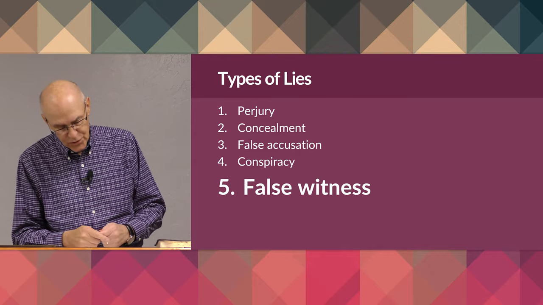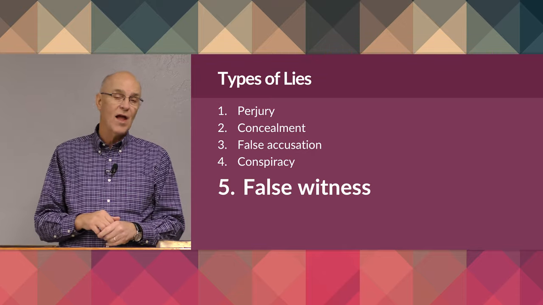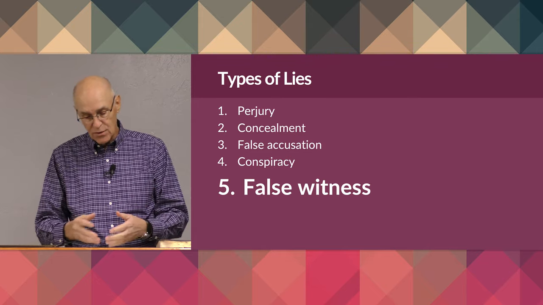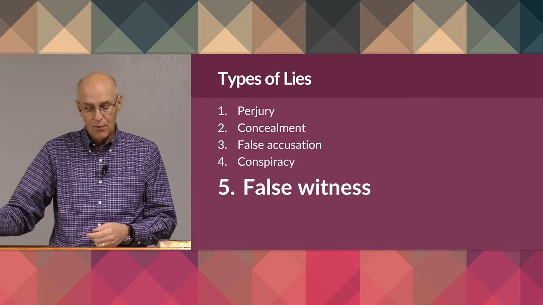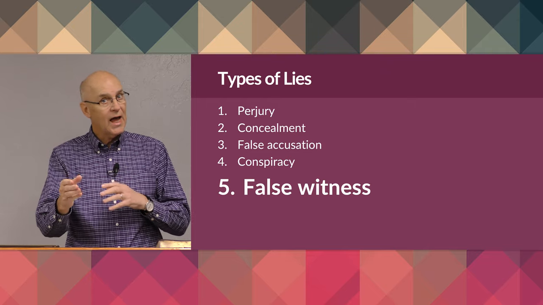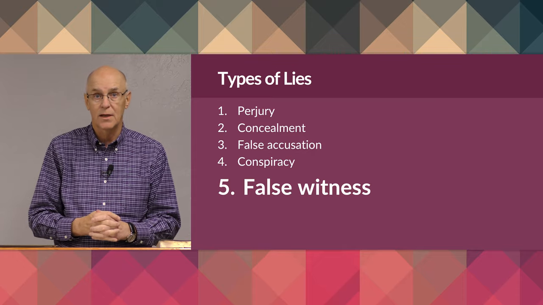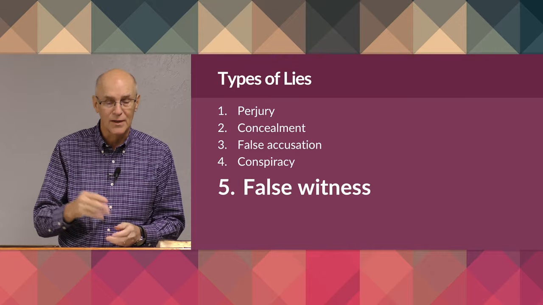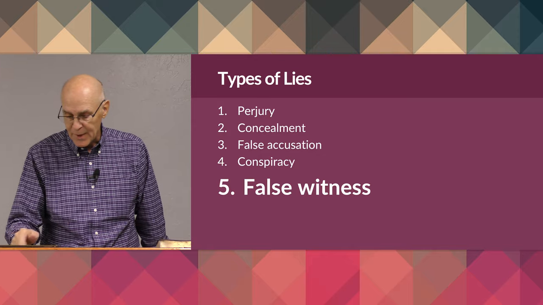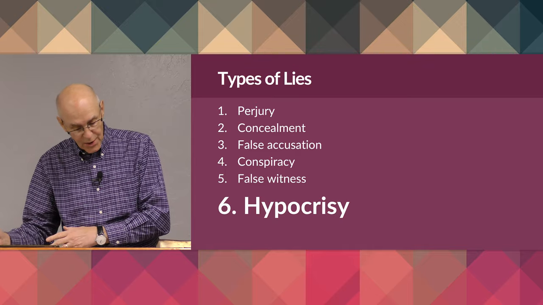Another type, a false witness, an exaggeration or an outright lie concerning the value or the integrity of something or someone. Again, the example that I use is Satan's lie about the power of the forbidden fruit in Genesis chapter 3, verse 5. He lied. He told Eve, oh, this will make you wise. This will do this and that. But what he didn't tell her was it would also ruin her life because it would lead to disobedience to God's command. Hypocrisy is another type of lying, to say one thing and knowingly do another.